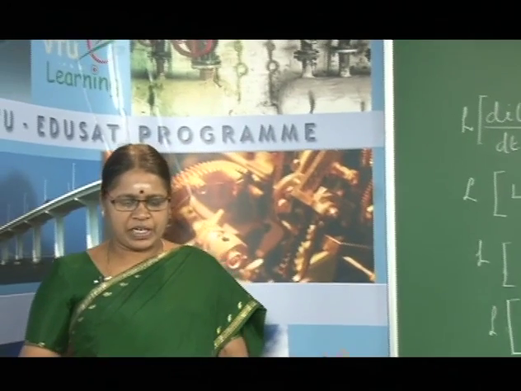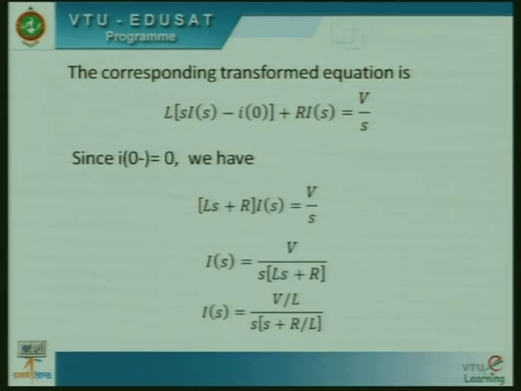So, if I take the Laplace transform of this equation, L di by dt transforms to L into s into I of s minus I of 0. What is I of 0? I of 0 is the initial value of current flowing through the inductor, plus the Laplace transform of R into I of t transforms to R into I of s, and the Laplace transform of V u of t transforms to V by s.